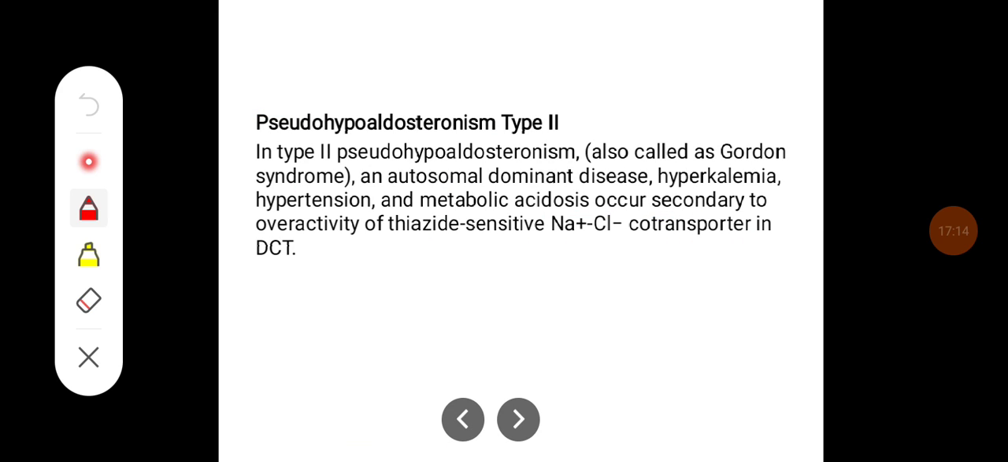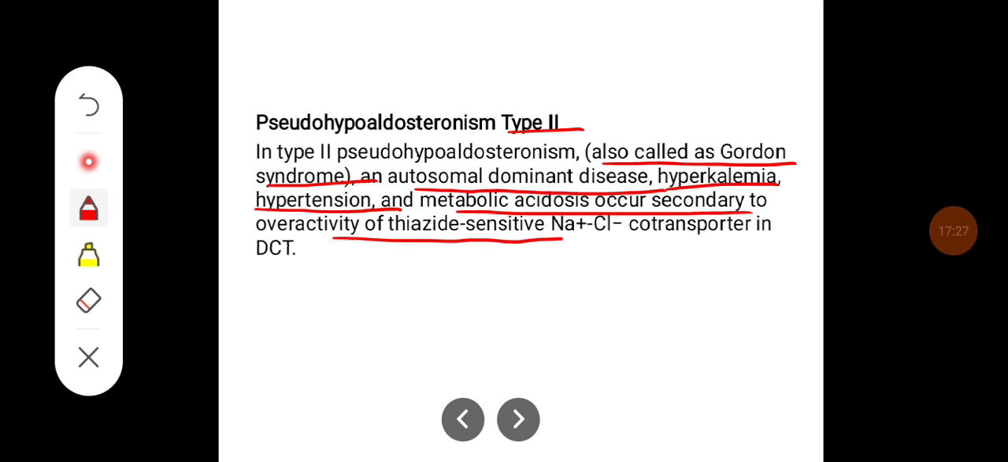In pseudohypoaldosteronism type 2, which is also called Gordon syndrome, an autosomal dominant disease, hyperkalemia, hypertension, and metabolic acidosis occur secondary to overactivity of the thiazide-sensitive sodium chloride cotransporter in the DCT.